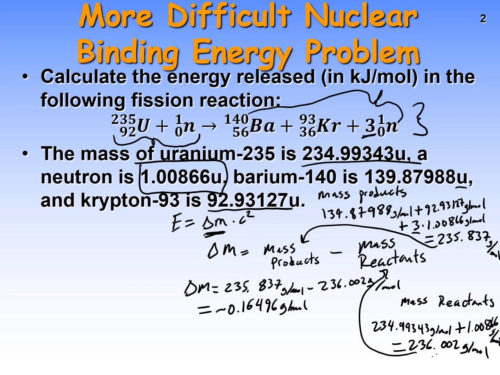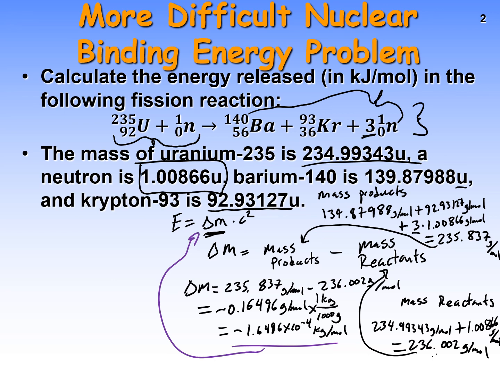The other thing, just like before, we can't use grams in our E is equal to mc squared equation. We need to convert this to kilograms. So I'm going to divide by 1,000 grams in 1 kilogram. So that will get me negative 1.6496 times 10 to the negative 4 kilograms per mole. All right, so the last little bit here is just to take this number and plug it into our equation, at least close to the last little bit.